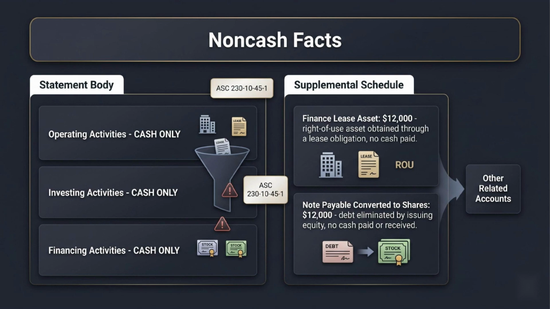Under ASC 230, significant non-cash investing and financing activities are disclosed separately in a supplemental schedule or in the notes. This is one of the most important discipline points in the whole standard. Non-cash does not mean unimportant. It means important enough to disclose but not allowed inside the cash movement totals.